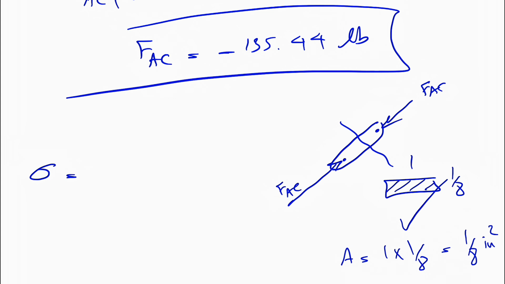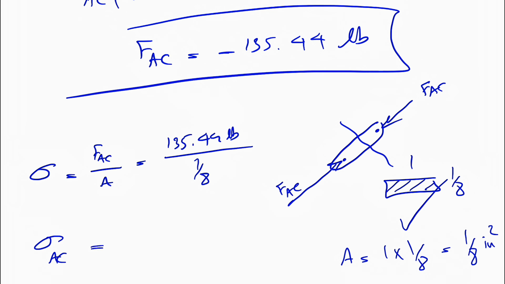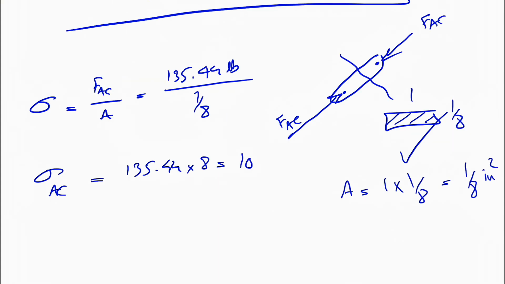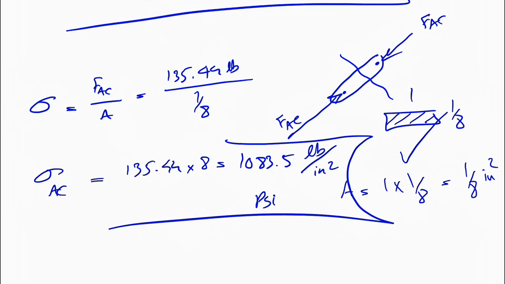So now we have the A and FAC. So FAC over A, minus 1. We don't need this negative sign. So basically 135.44 pounds over 1/8. And we can see that the normal stress would be 135.44 times 8, which would give us 1083.5 pounds per inch squared, or what we call PSI. So yeah, that would be all for this one.